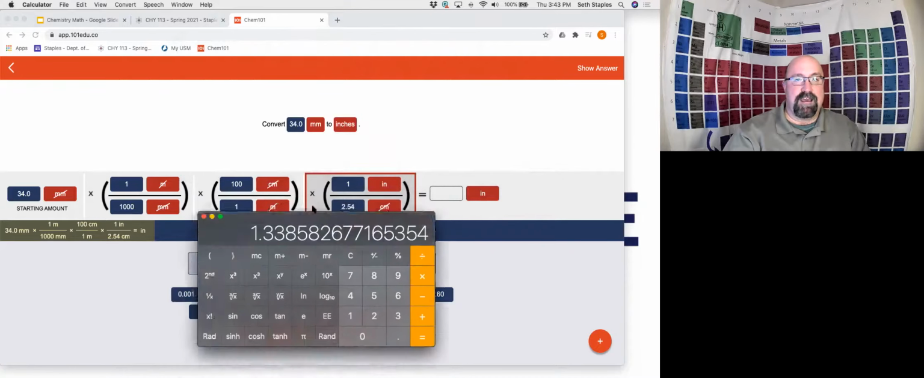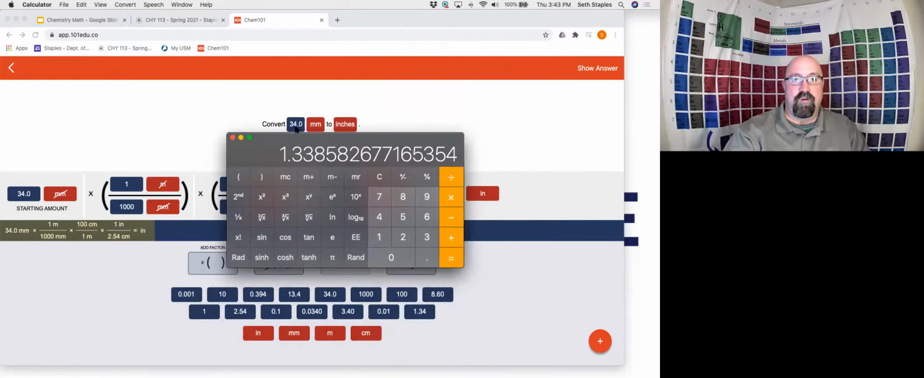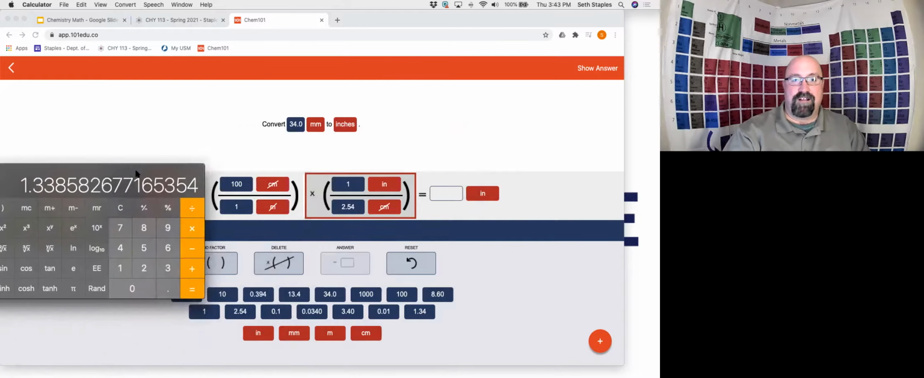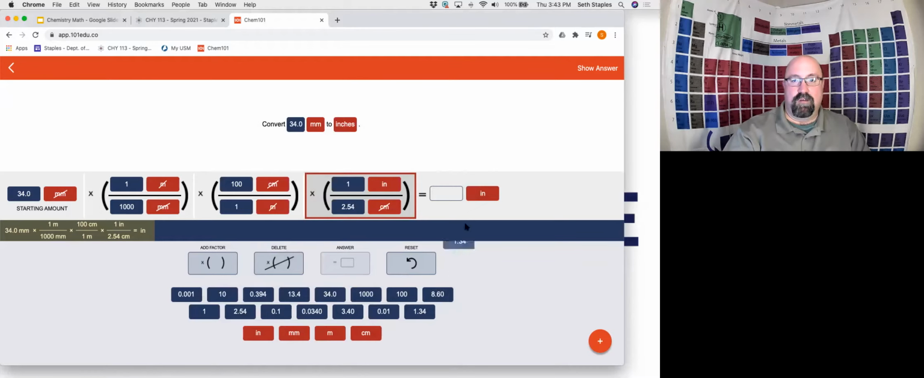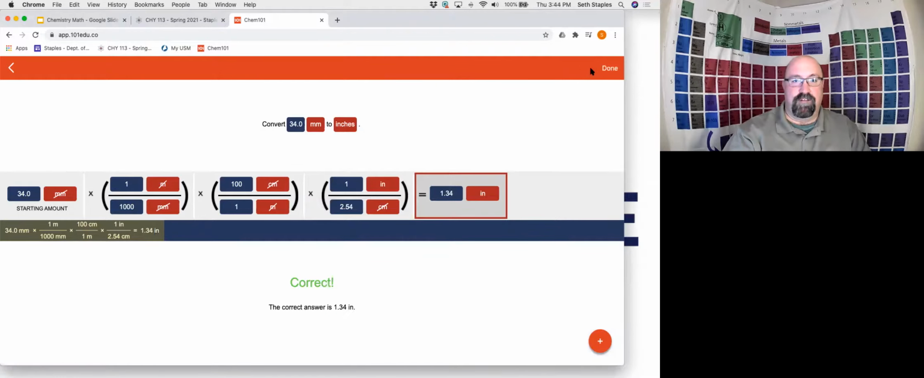I look at my significant figures: 1, 2, 3 significant figures in my initial measurement. My answer can have 3 significant figures. I'm going to round this then to 1.34, which luckily is one of my options. Let's see if that is correct. And there it is. 1.34 inches. So that's how you would set up dimensional analysis within Chem 101.